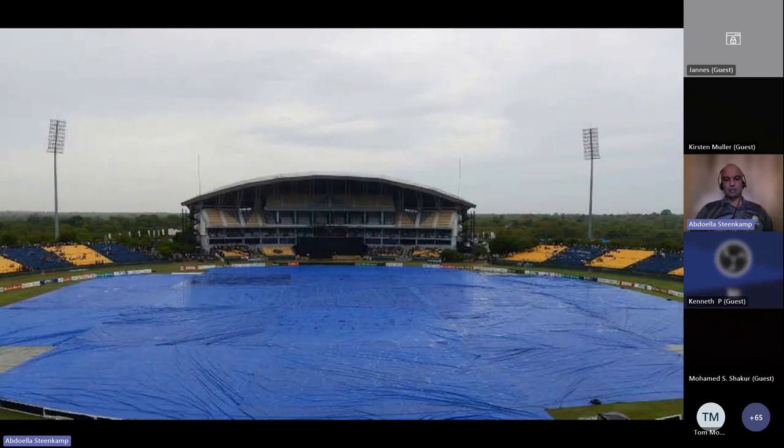And this is a picture of a ground in Sri Lanka. And here you see, because the grounds in Sri Lanka don't have good drainage, they cover the whole of the pitch as well as the outfield.